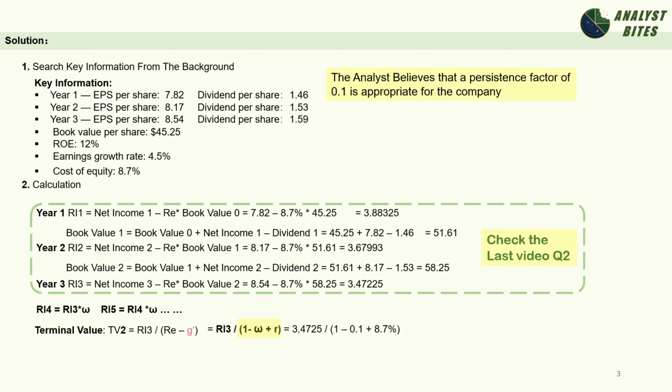Now, here is the most important part. Where does the terminal value sit on the timeline? Think back to the GGM model. We use the dividend from year 1 to get the value at year 0. The value is always 1 year before the cash flow. So, since we are using RI3 in our formula, the resulting terminal value sits at the end of year 2. It's TV2.